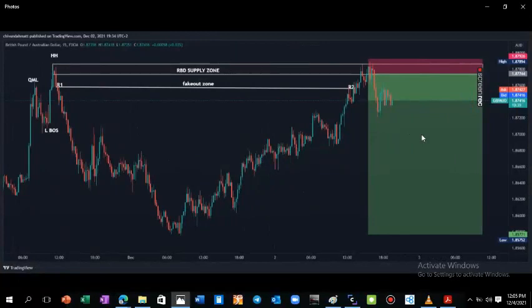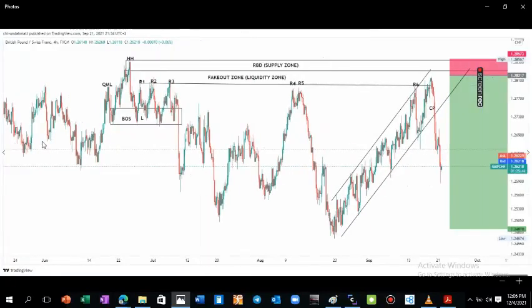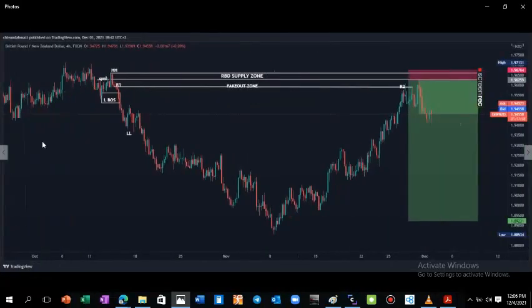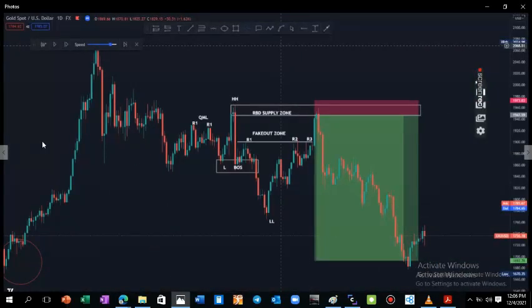GBP AUD. Nice trade. Of course, always wait for this fake out zone to be taken out. Once the fake out zone is taken out, then you can enter the trade. And make sure that you have your QML complete there. This was a GBP Swiss. Beautiful trade right there. So, yeah, this is a GBP New Zealand, also responding very well to our setup. Very nice. This was gold. Beautiful trade right here.